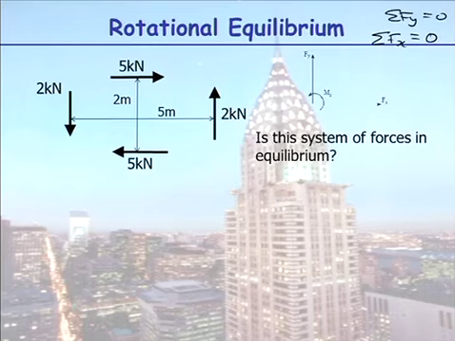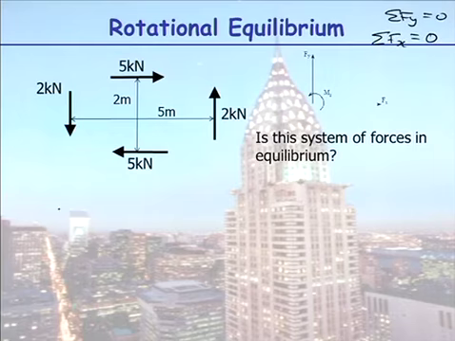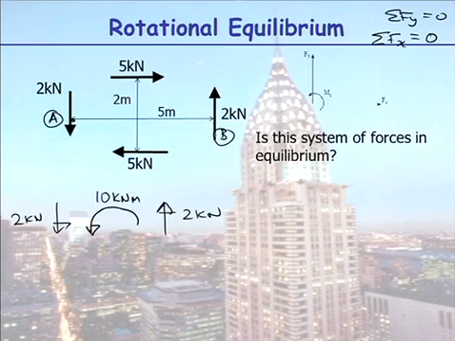Do we have moment equilibrium here? No. Let's look at these two forces. These two kilonewton forces will create an anti-clockwise moment. If we take moments at point A here, they create a moment of 10 kilonewton metres. Regardless of where you take moments, if we take moments here at B, the moment created is still 10 kilonewton metres, force times distance.